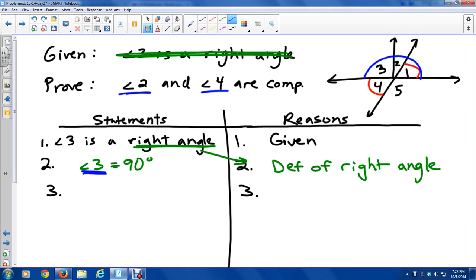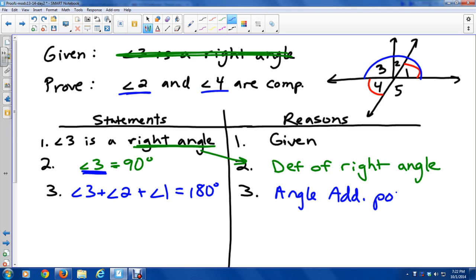So I'm going to go ahead and make an equation here. Angle 3 plus angle 2 plus angle 1 is equal to 180 degrees. And I can't say definition of supplementary because, again, it's not a pair. We've got 3 angles. So let's go with angle addition postulate: part plus part equals whole. In this case, part plus part equals whole, the whole being 180 degrees. Now I've got 2 equations, and I should be able to start to do something.